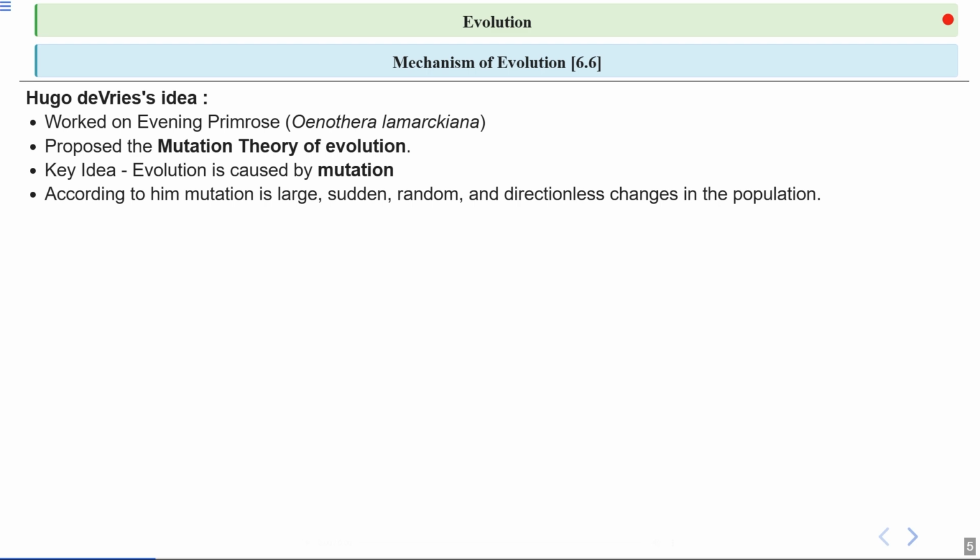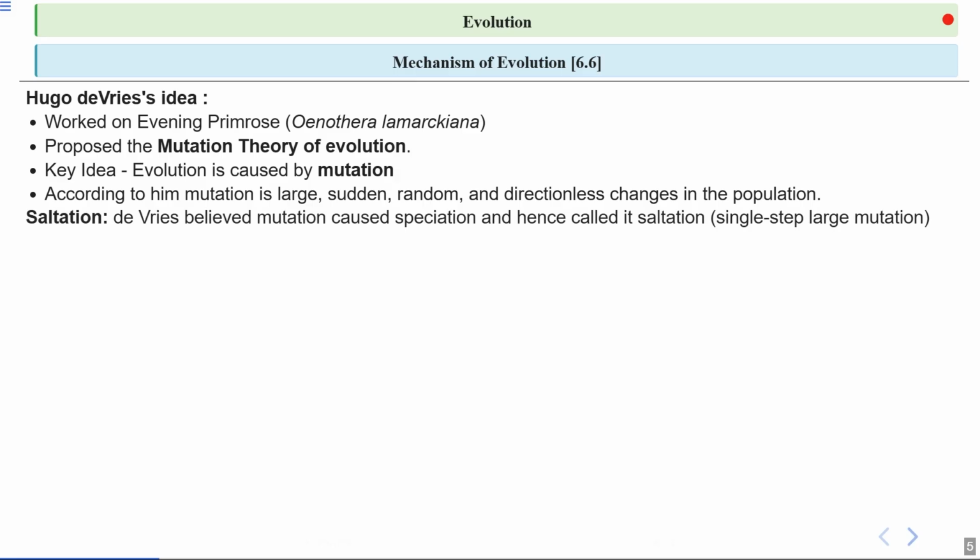What kind of mutations? According to him, mutations are large. They are sudden, random and directionless changes in the population. So these mutations are large, random, directionless, and they occur suddenly. Clear? Now, he gave this concept of large and random mutations the name saltation.